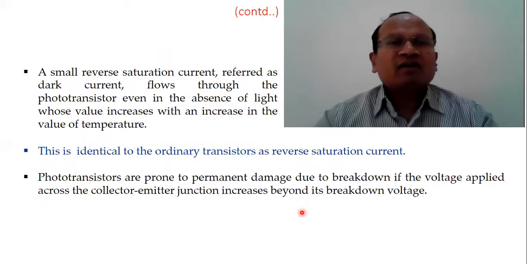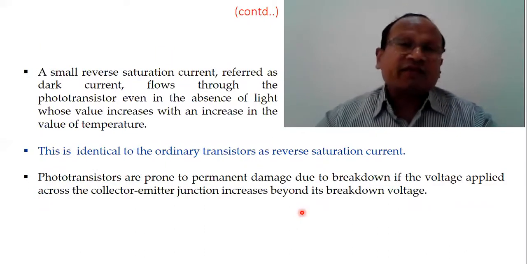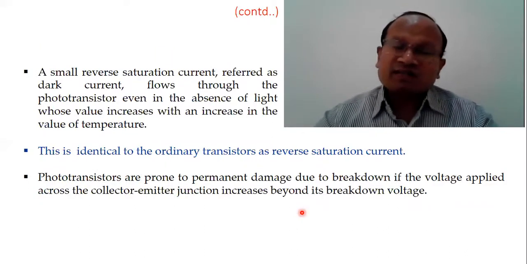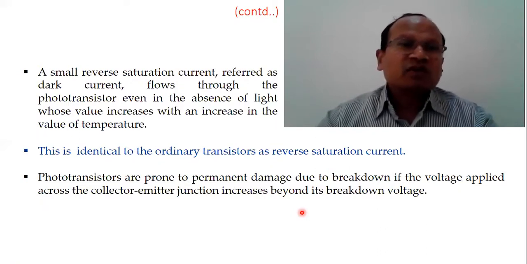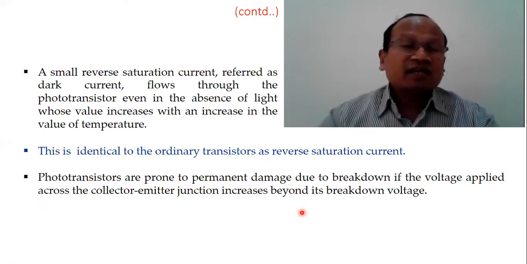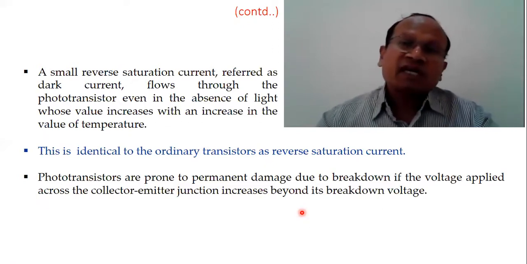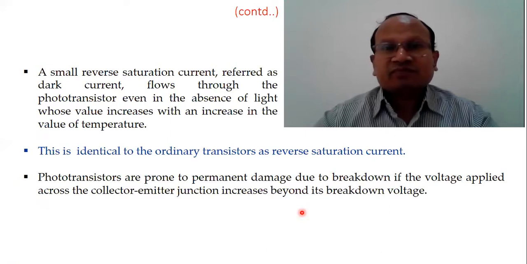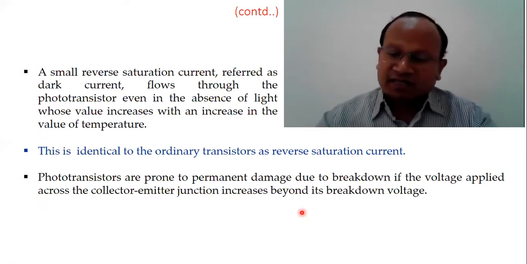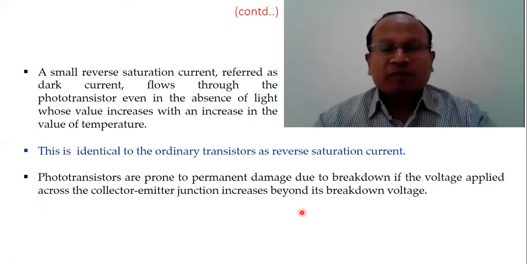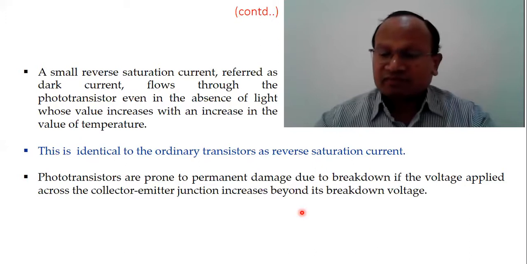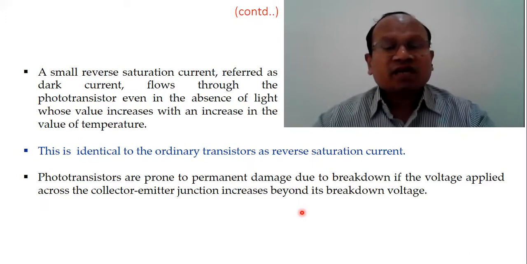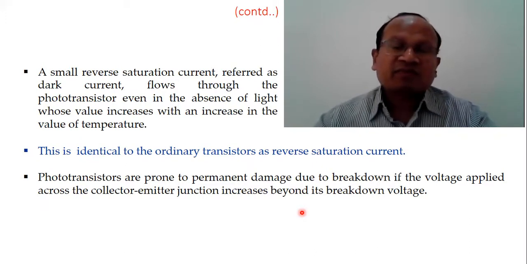All right. If you remember, in an ordinary transistor, even if there is no proper bias, a small reverse saturation current flows. So a small reverse saturation current in the phototransistor is referred to as dark current. Dark current flows even in the absence of proper bias, just as in an ordinary transistor, where there is some current in the collector base junction, which is reverse biased.